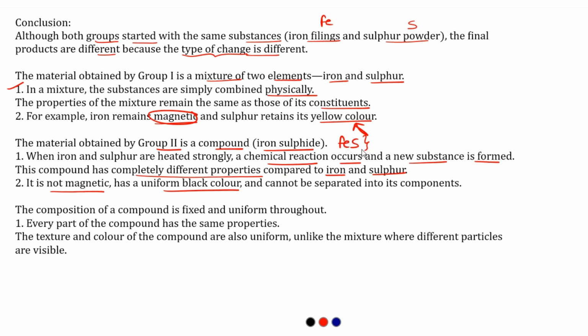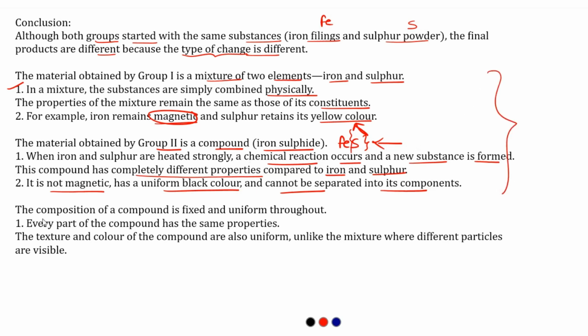Complete whole iron sulfide is getting black in color. It cannot be separated into its components. In a mixture we can separate it by using a magnet, but here it has formed a compound, iron sulfide, and this we cannot separate into iron and sulfur. So this was about the final conclusion based on this group.